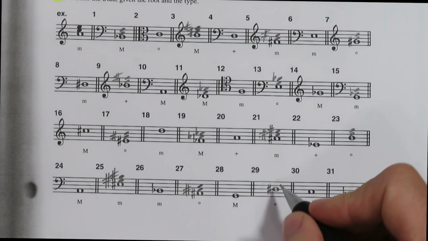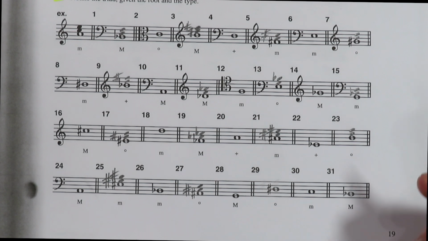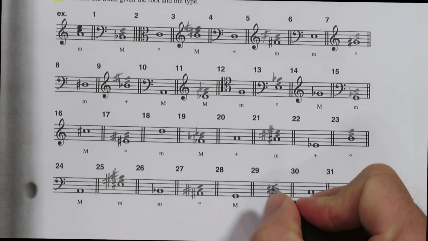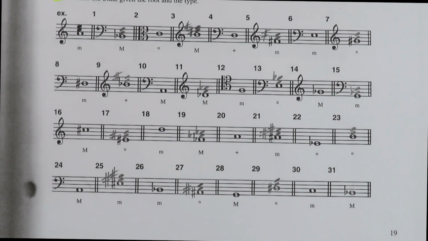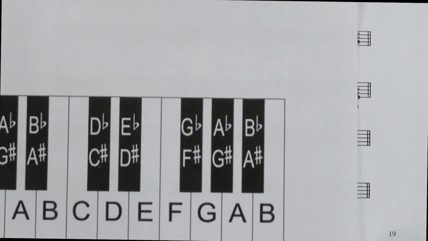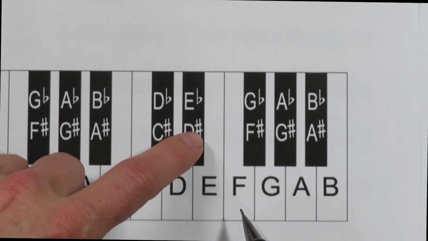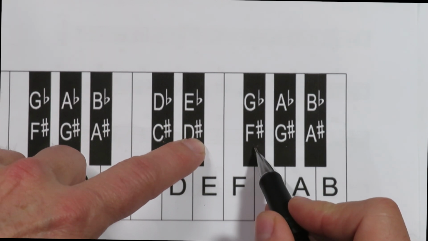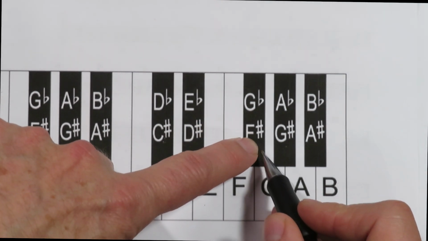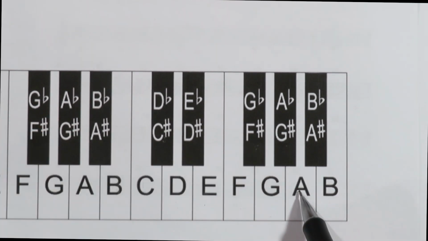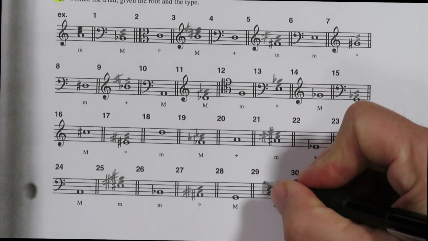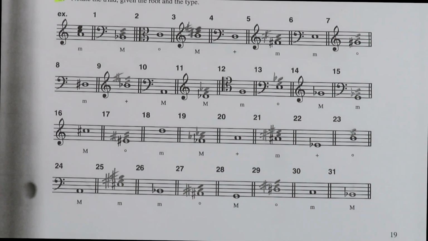Now we have D sharp diminished. Okay, so let's stack it up. And it should look about the same as that. So we've got a D sharp. We need a minor third on top of that. 1, 2, 3 half steps to the F sharp. And a minor third on top of that. 1, 2, 3 half steps to the A. So we just add the F sharp. And we're good. Now the last one is a B flat major.